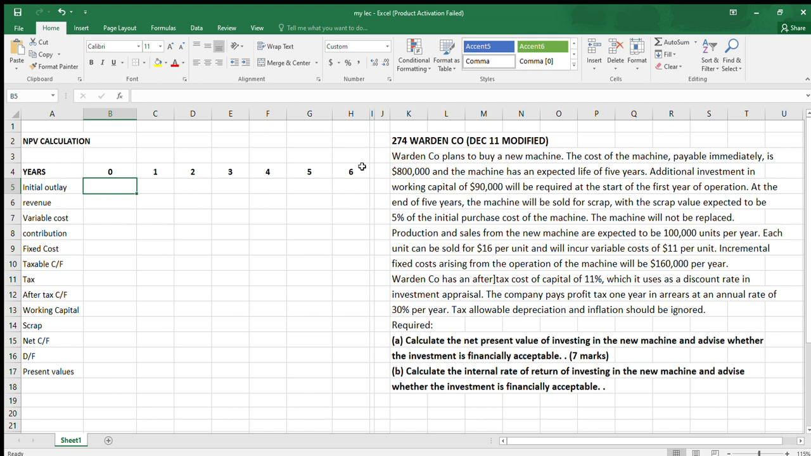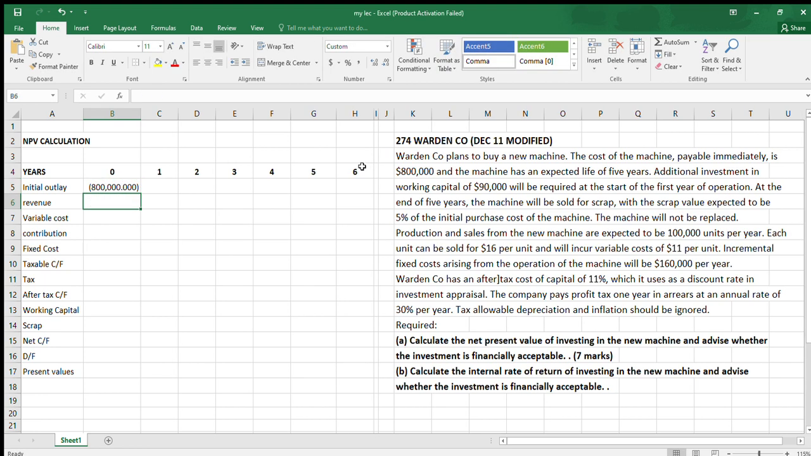The year zero is specifically for the initial outlay and the working capital. Nothing goes to the year zero except the initial outlay, or the initial investment, and the working capital. So here the year zero is a negative 800,000.